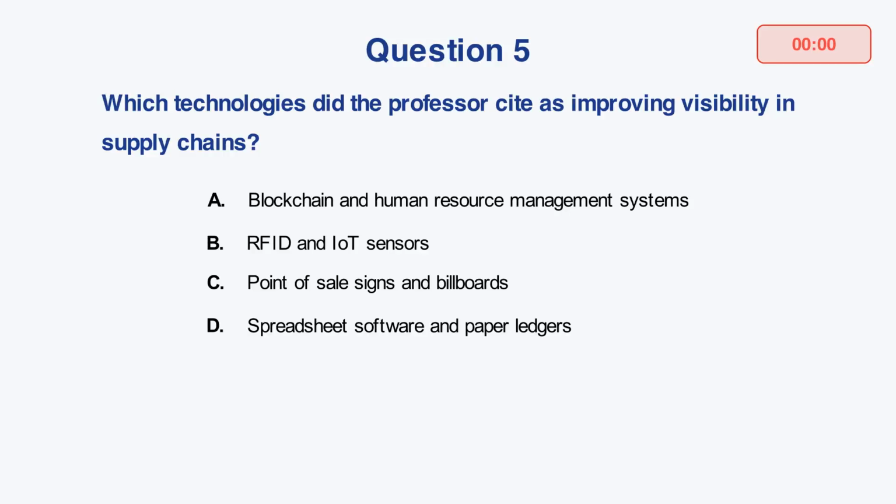Listen again to part of the lecture. Then, answer the question. Visibility reduces the bullwhip effect because it provides real-time demand and inventory information.